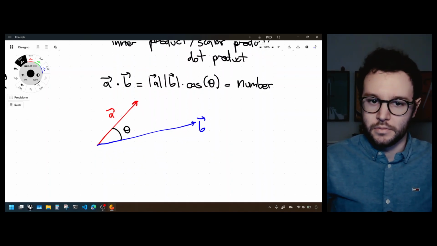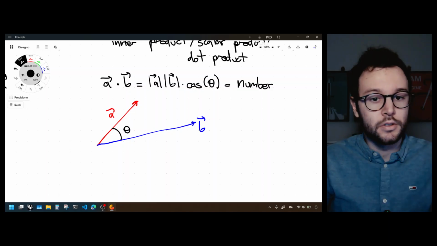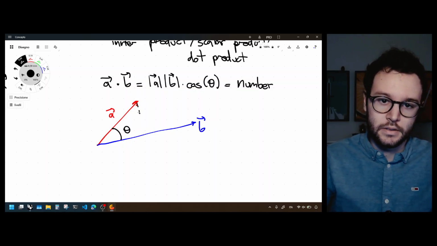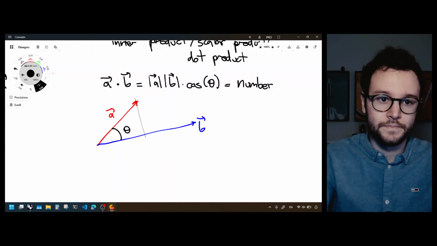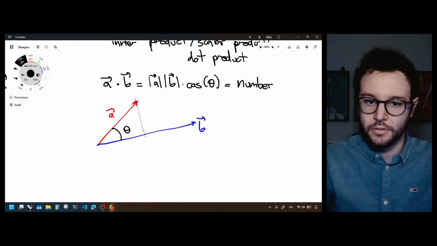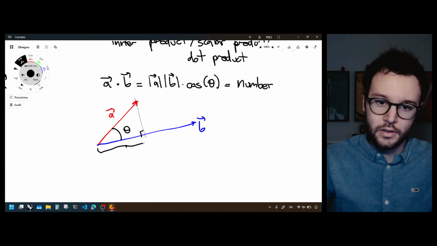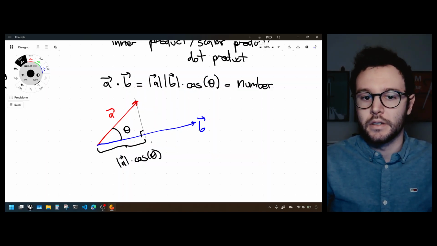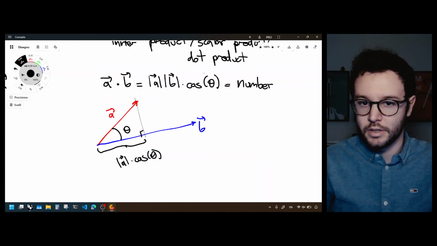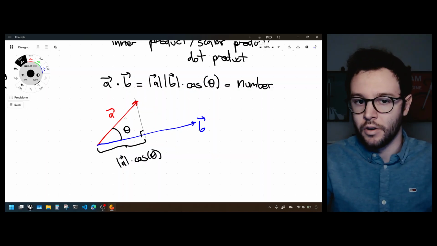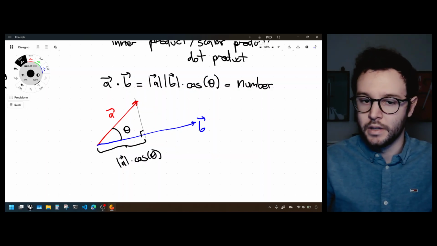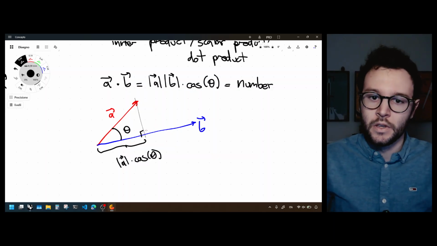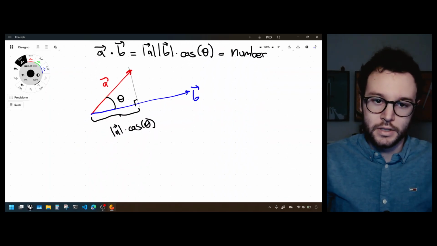All right, and the interpretation of this you could remember from trigonometry. Let's use the dotted line. Here you will remember, if this is a square angle, then this is the hypotenuse of the triangle. So in terms of numeric values, this would be the length of A times the cosine of theta. And so the dot product is the length of the projection of A on B times the length of B. So that's the geometrical interpretation of the scalar product.